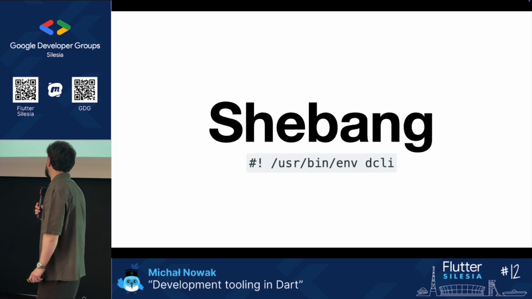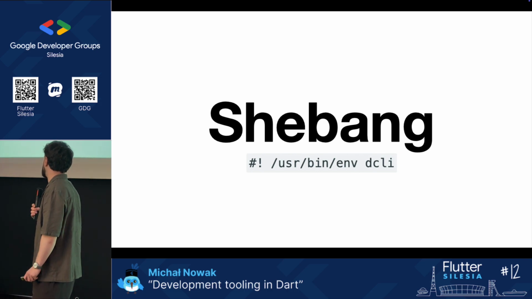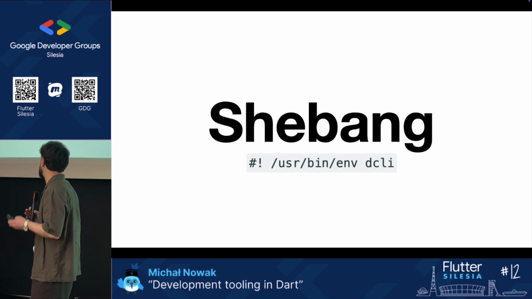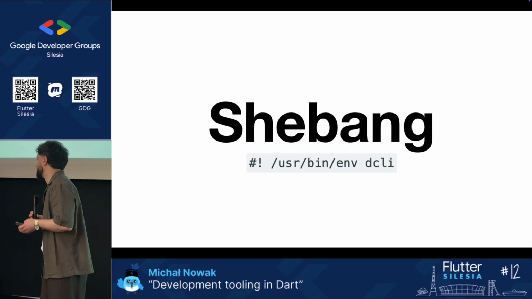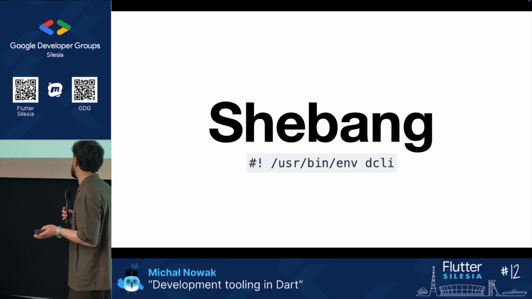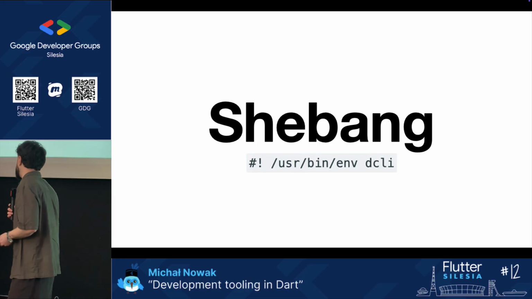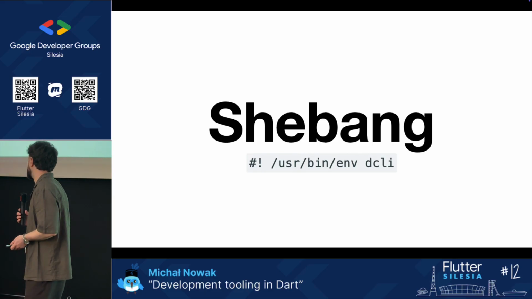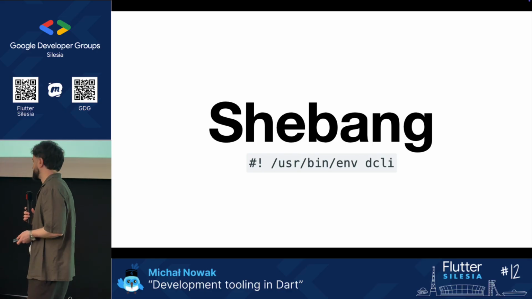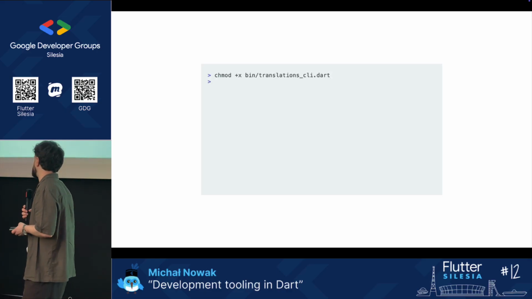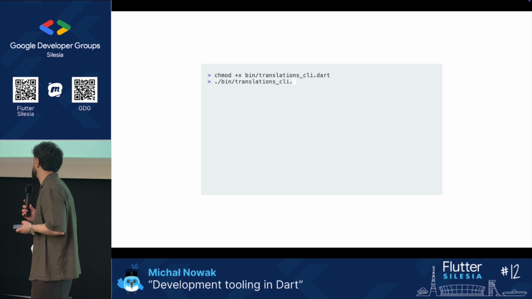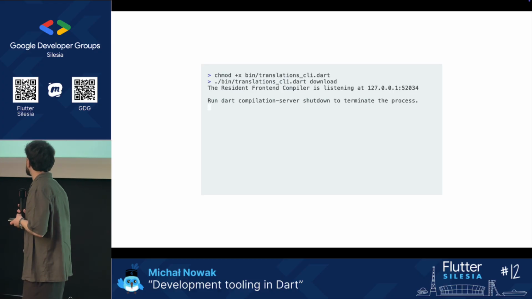It also has some shebang support, which is just the hashtag exclamation mark sign you can put at the beginning of a Dart file to then call it directly from the command line instead of putting the Dart run. Just remember to add permission for the execution of it.